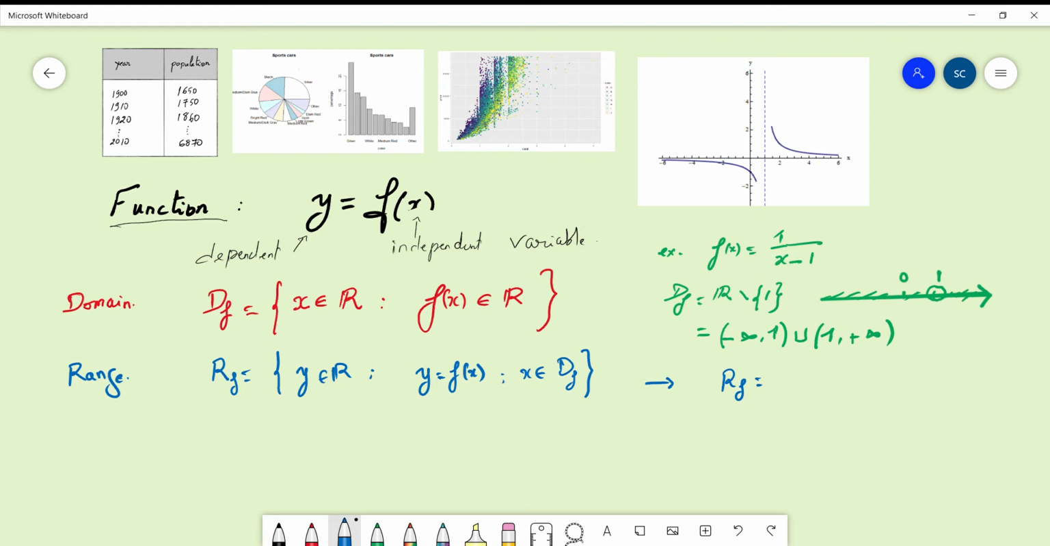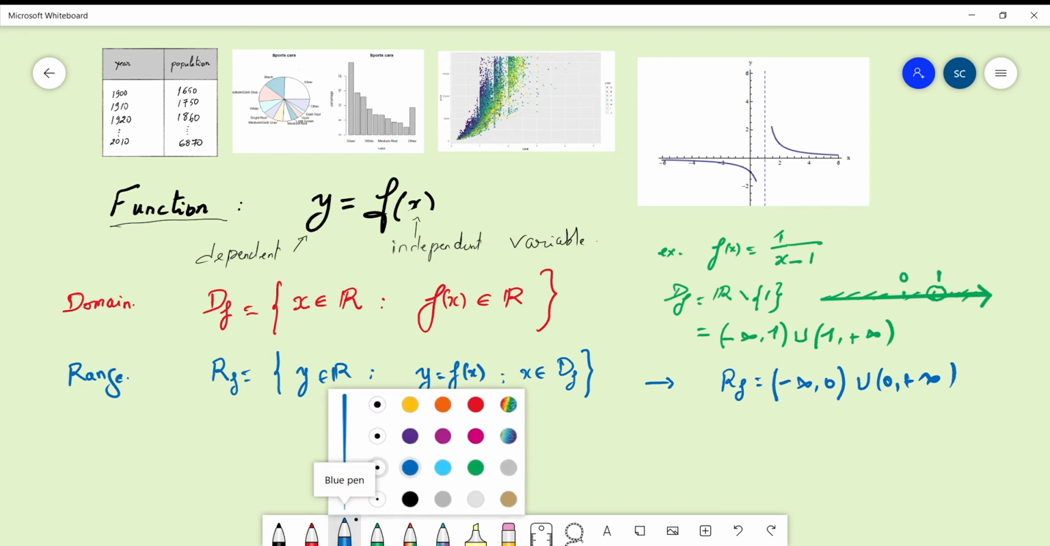So we see that for any value y, only 0 is excluded; there is no x so that y equals 1 over x minus 1. So finally the range will be from minus infinity to 0, union 0 to plus infinity. And we can see it through the calculation.